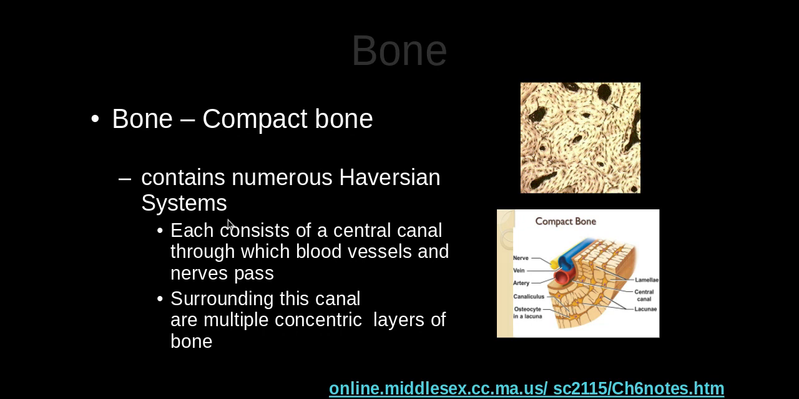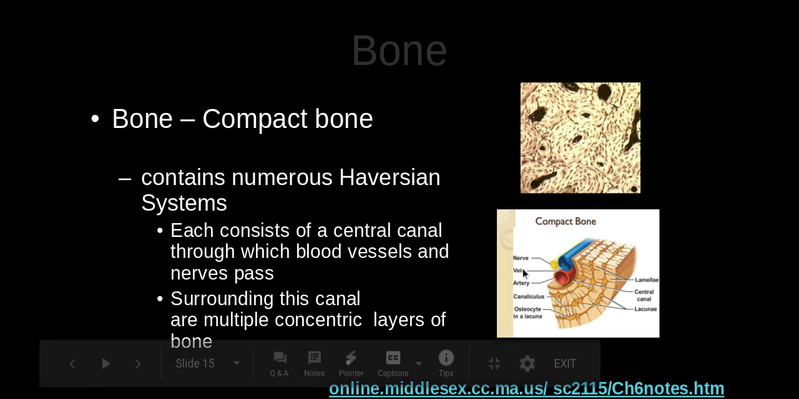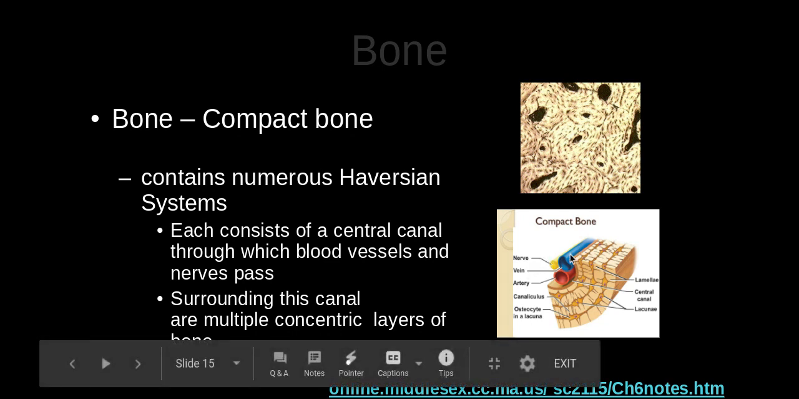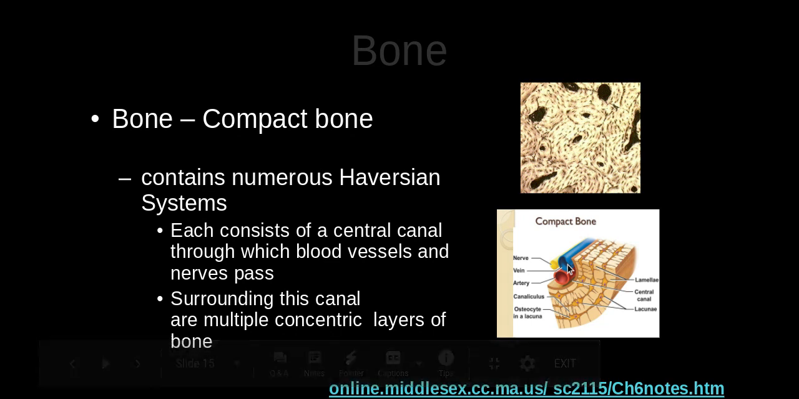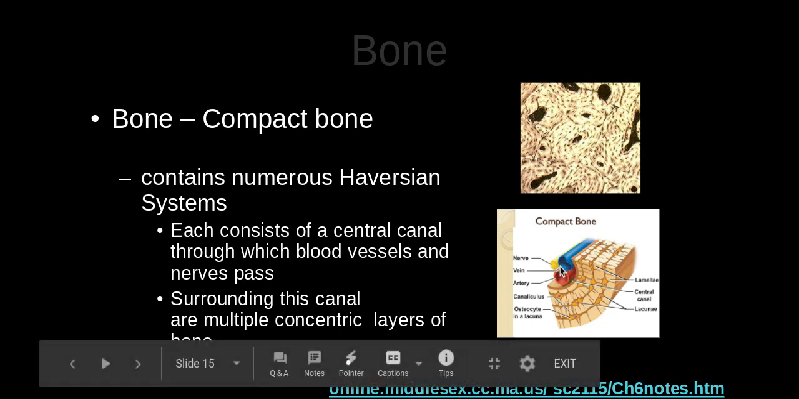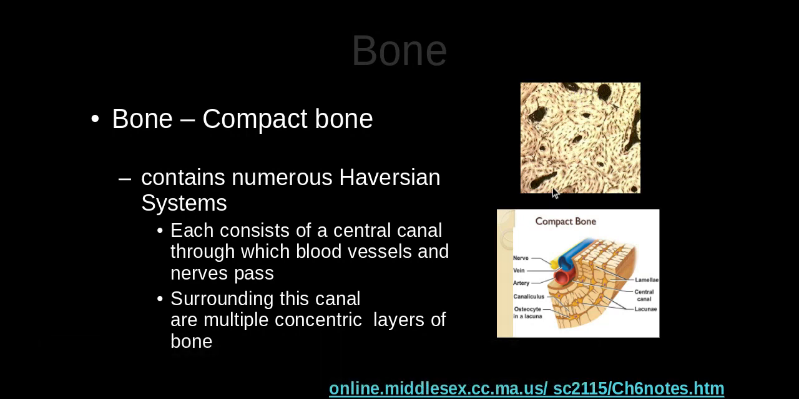Haversian systems consist of a central canal through which the blood vessels and nerves pass, and surrounding this canal are multiple concentric layers of bone. What that means is, let's look at the illustrated version first. Here's our nerve, vein, and artery. That's the Haversian system, or the central canal we were talking about. What that looks like in our real life sample is these big dark spots. Those big dark spots are the central canal, and that's the nerve, artery, and vein.